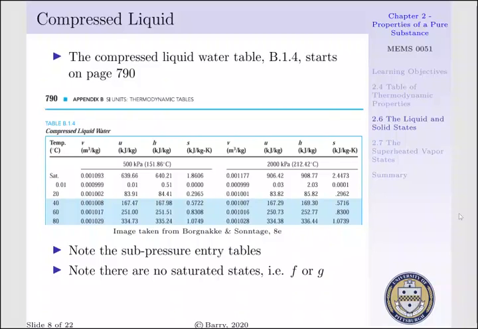Now we know we have a 2000 kPa pressure entry, and we have corresponding specific volume, specific internal energy, specific enthalpy, and specific entropy values as a function of temperature.